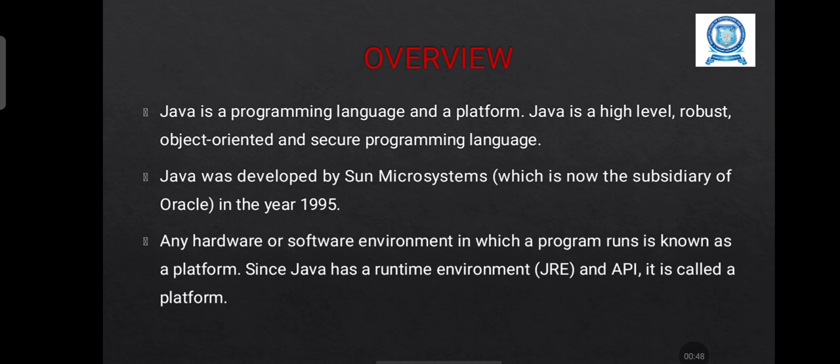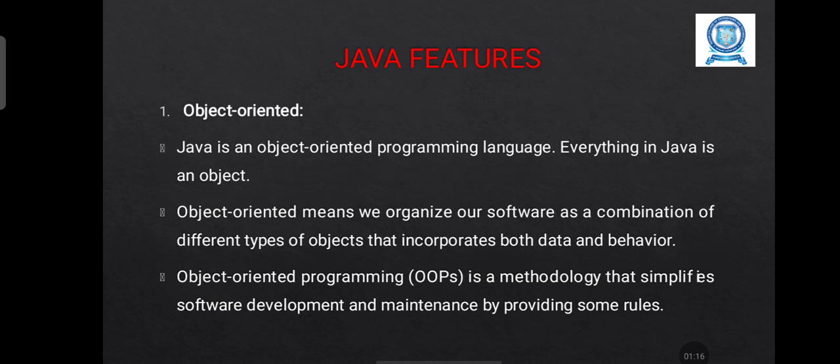Actually, Java is a programming language and a platform. It is a high-level, robust, object-oriented and secure programming language, which was developed by Sun Microsystems in the year 1995. And Java has several platforms to support program compilation and execution. The first important one is that Java has a runtime environment and API, which is called Java's own platform, JRE. And let us see the features of Java.